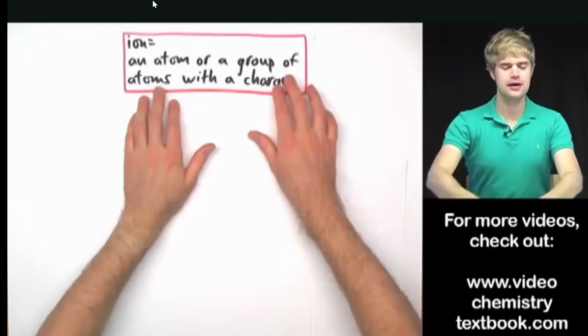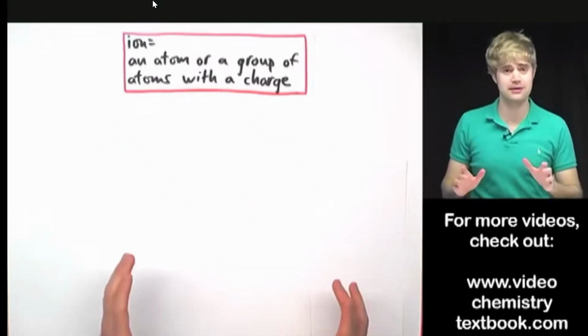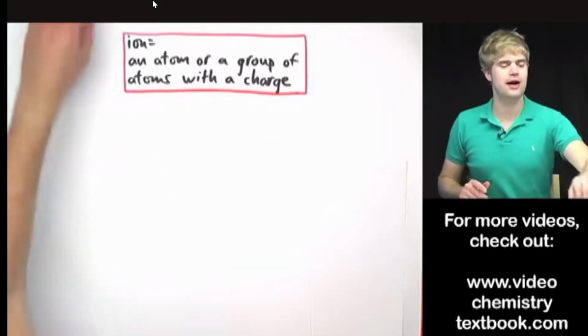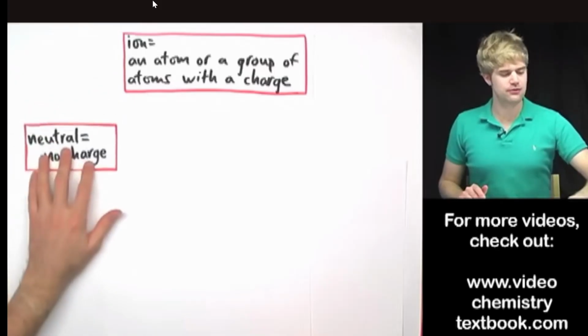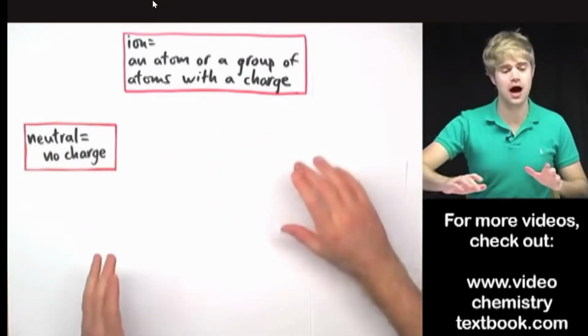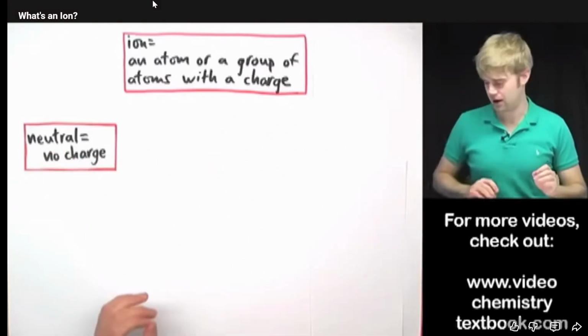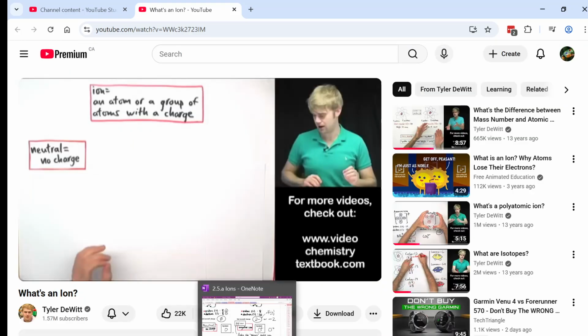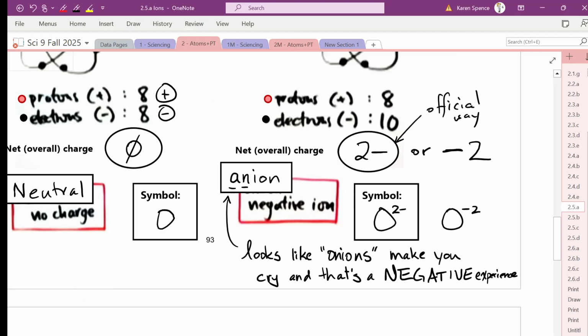Okay, here's just a little bit of vocabulary for review. So an ion is an atom or a group of atoms that have a charge. Now it's possible for an atom to be neutral, which means it has no charge, means it's not an ion.